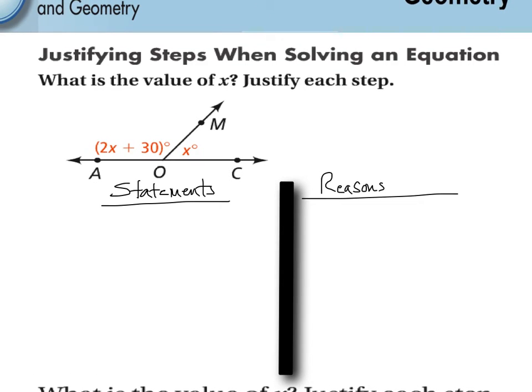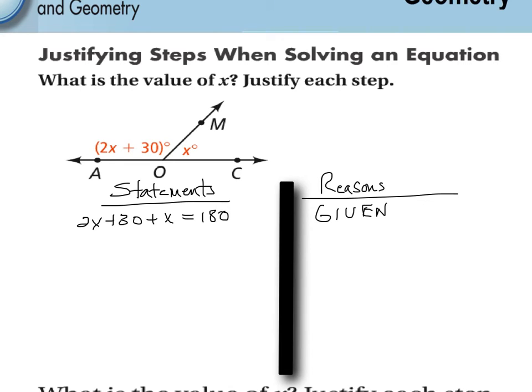Okay, so let's take a look at the problem. What is the value of x? Justify each step. So as you're looking at this, you'll notice that you have a linear pair. We've seen this a multitude of times. Okay, so if we were to set up the equation, we would say that 2x plus 30 plus x equals 180 degrees. And the first statement that we're always going to have is going to be a given. That's going to be our given.